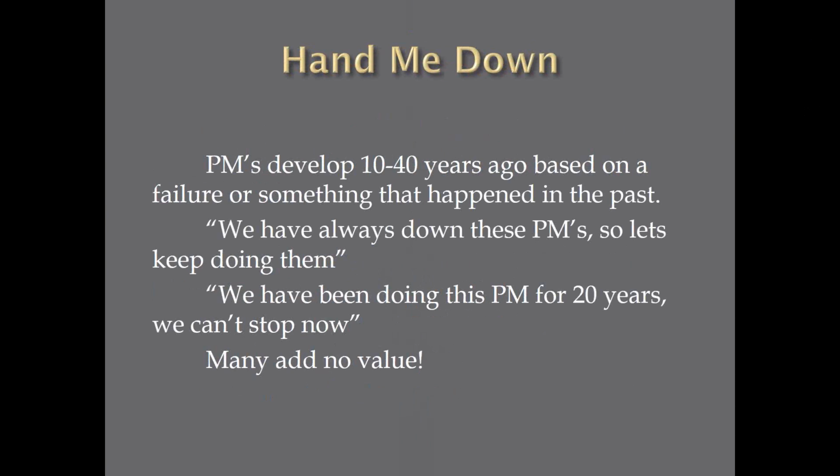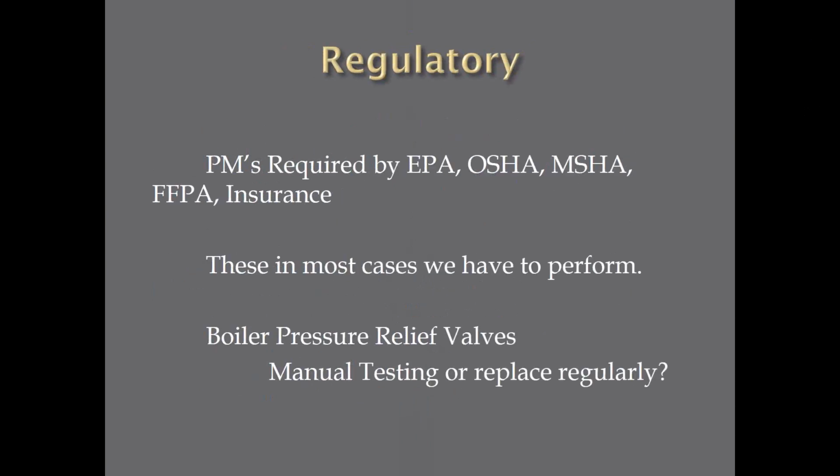Now, a lot of times at our plants, we develop PMs. We have a failure, and we say, well, we better develop this PM so that doesn't happen again. A lot of times you don't do the root cause analysis. Maybe you don't really know what that PM should have been. Maybe you're not even doing the right PM. Or maybe that failure was outside of the normal, and we're doing a PM for no reason. So again, hand-me-downs are sometimes PMs that we really don't need, that add no value.